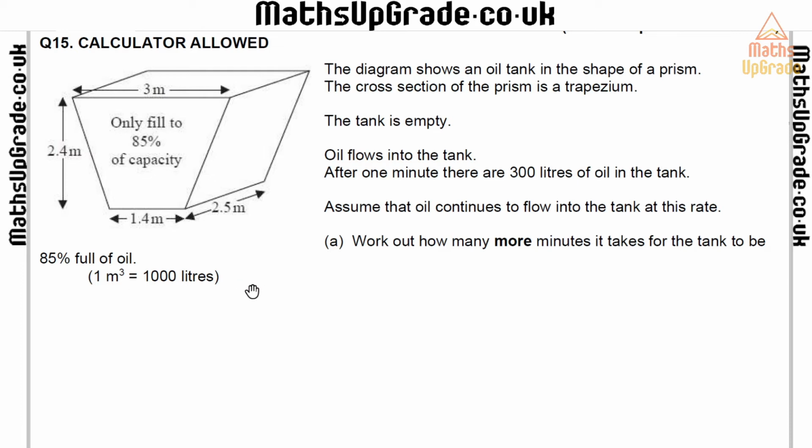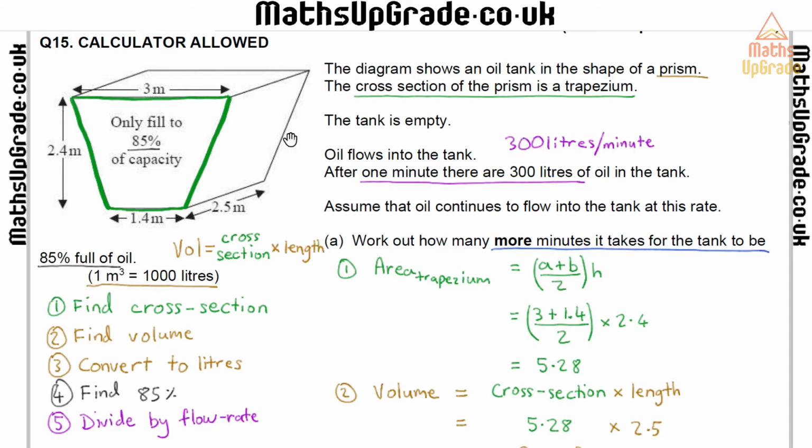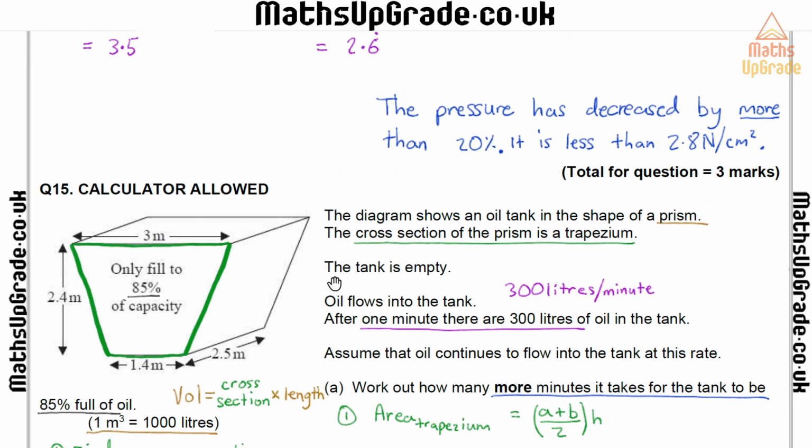So to answer this question, I'm going to first of all underline the key information in the question. So there's the key information there. Okay, so I've got 300 litres per minute as the flow rate. There's my compound measure there. I've outlined the cross section, okay, as a trapezium.